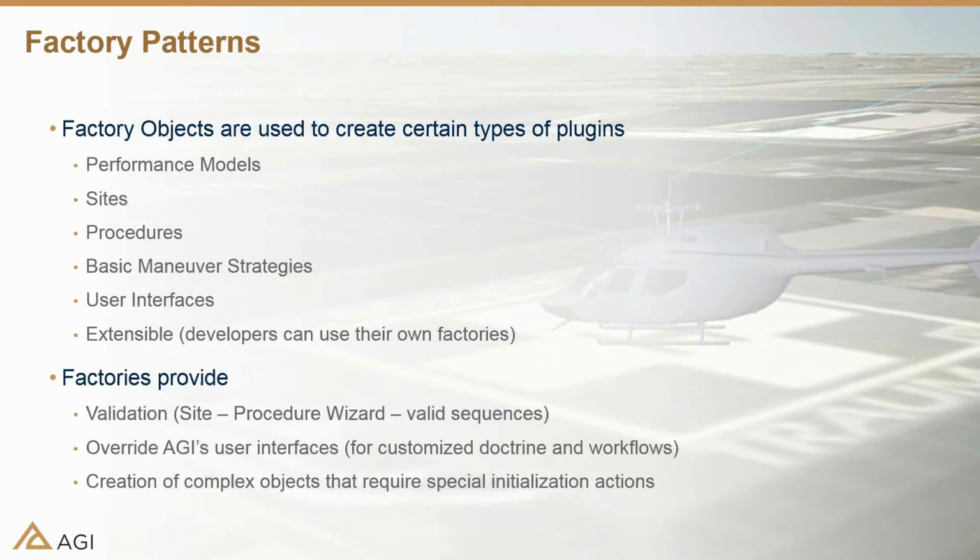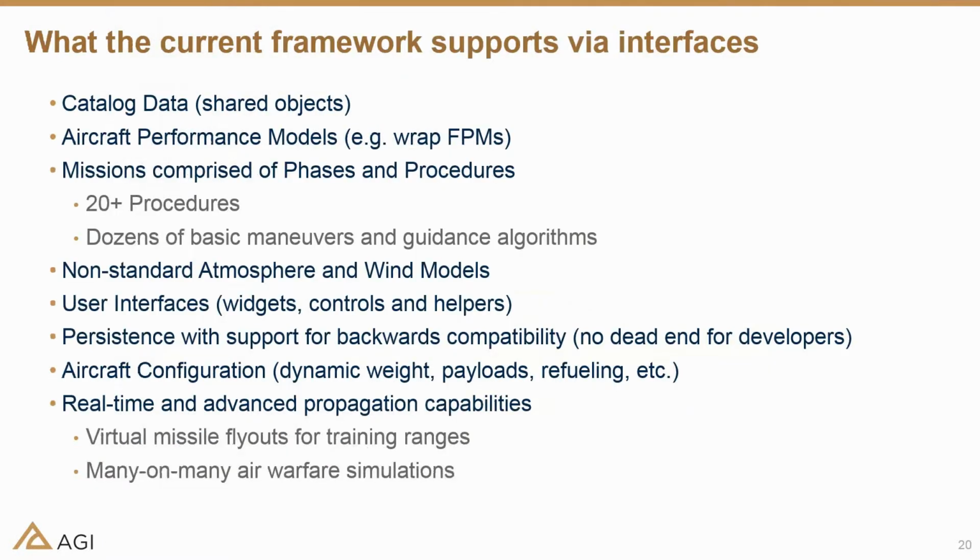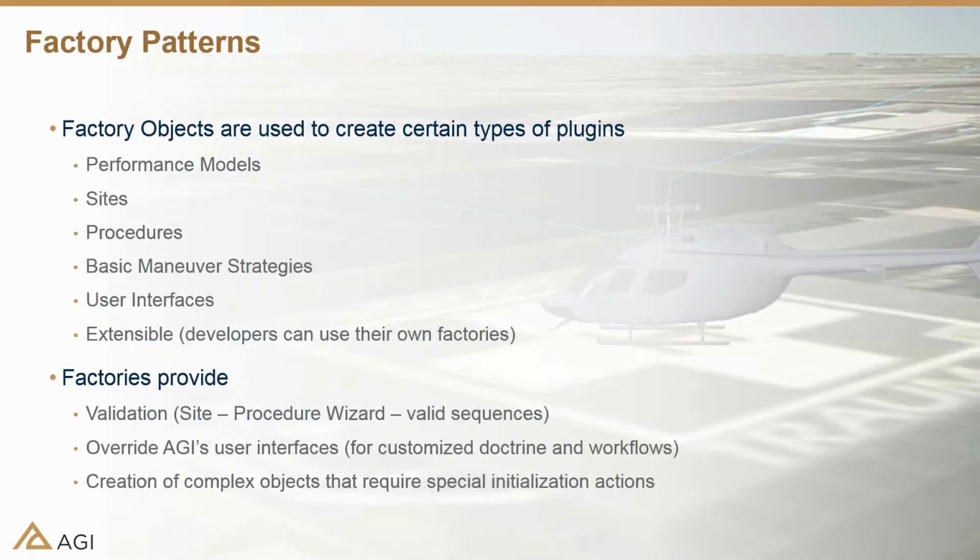We have this idea called the factory pattern, and a factory pattern is how objects get created. In the case of the factory object, we have factories for performance models and sites and procedures. And if you look at how the new procedure wizard works on the mission, you see that there are plugins for sites and there are plugins for procedures. I'll show you a little picture here in a little bit.